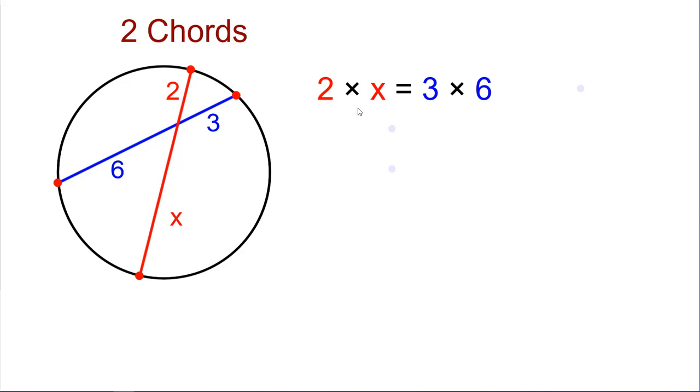All right, so we can simplify this. 2 times x is 2x is equal to 3 times 6, which is 18. Then we divide both sides by 2, and we're left with x is equal to 9. So this length here would have to be 9. If we look at all the other lengths, it kind of makes sense. It's longer than the 6, right? So yeah, it is 9. But it's not always drawn to scale, so be careful.